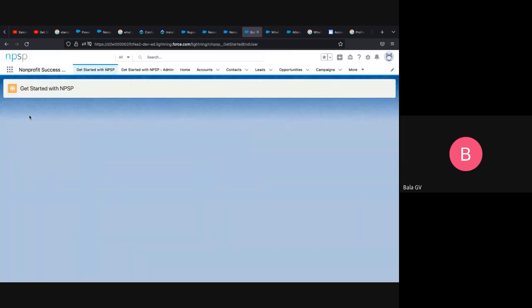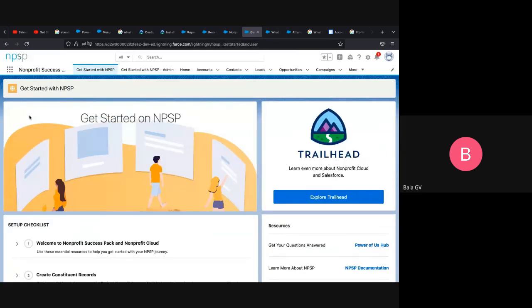So initially, a donor can visit the site, which is hosted on the website of the church. Not church, I think it's a charity, a non-profit charity. A donor will come to the site and initiate the payment. The payment is through a third party, and once the payment happens, the confirmation will be sent to NPSP in the same page. I don't remember which payment gateway, but it starts with B something.